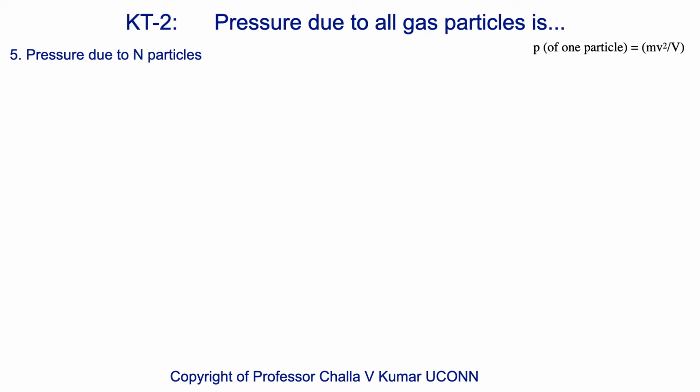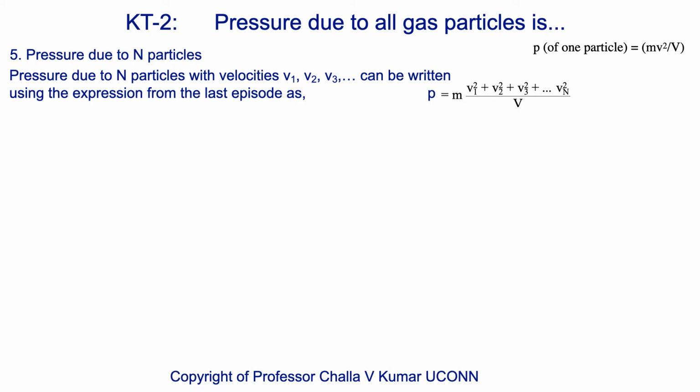One important thing that we would say is, well, if one particle exerts a certain pressure P, n particles should exert a pressure of n times P. But you will quickly realize this may not be the case. Now let's say that each individual particle has a different velocity. Let's say each particle has v1, v2, v3, etc. velocities.